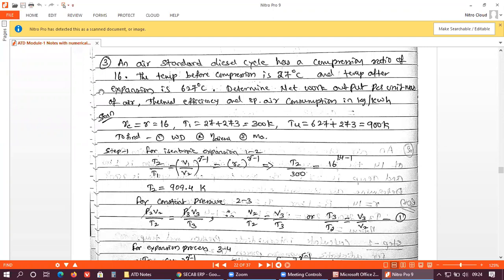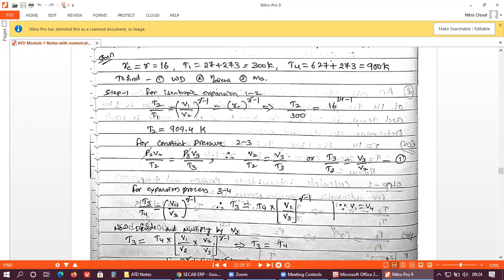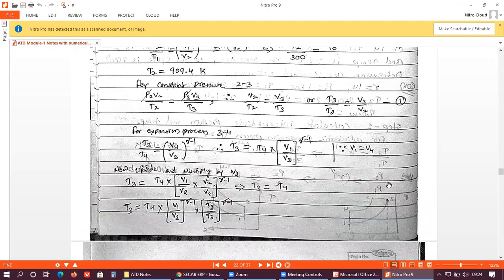Okay, so we'll extract the given data here. For an air standard diesel cycle, the compression ratio is 16. So as you can see, R is 16, the compression ratio, and T1 is given, the temperature before compression. How are you going to identify this temperature before compression?